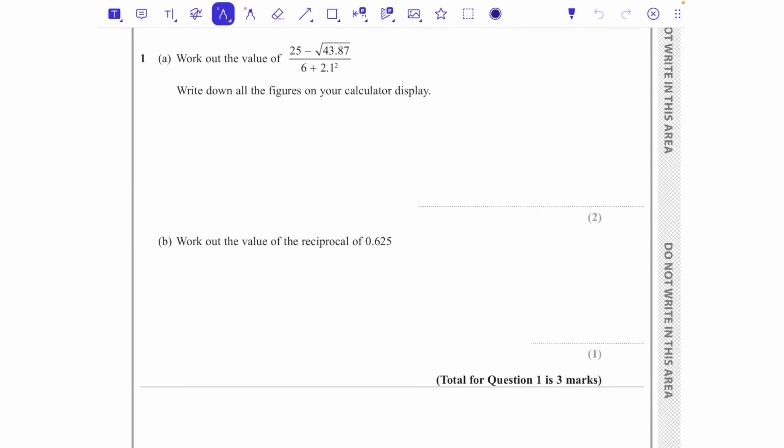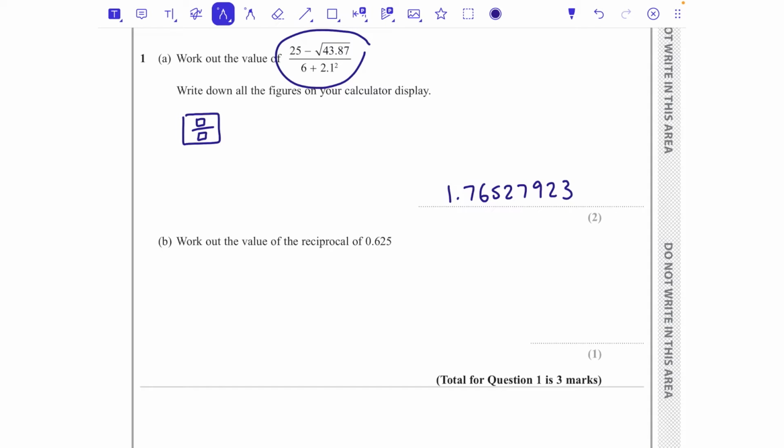So we're going to work out the value of 25 minus root 43.87 all over 6 add 2.1 squared. Now the first thing you want to do is use your calculator and use that fraction button. So that's the first button you want to be pressing, and then we're going to type in just as it is. So fraction button on the numerator, 25 minus the square root of 43.87 all over 6 add 2.1 squared. Now hitting equals, that gives me 1.76527923.